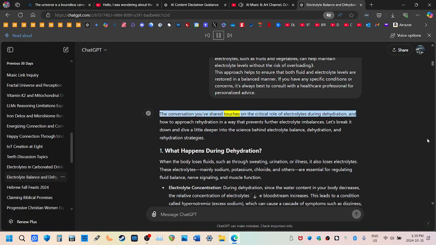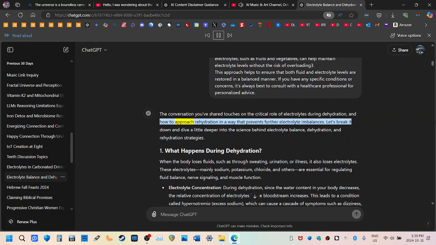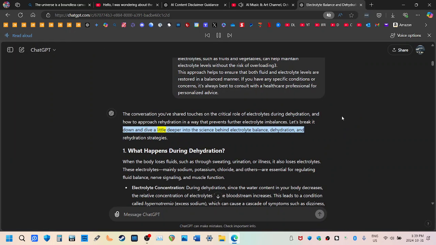The conversation you've shared touches on the critical role of electrolytes during dehydration and how to approach rehydration in a way that prevents further electrolyte imbalances. Let's break it down and dive a little deeper into the science behind electrolyte balance, dehydration, and rehydration strategies.